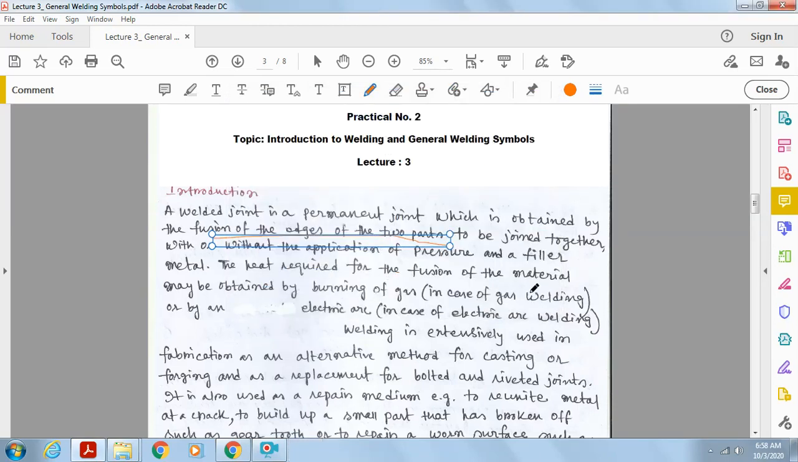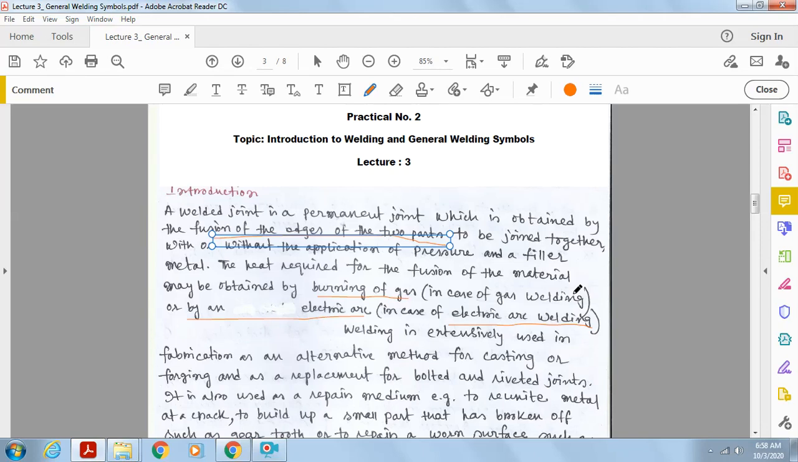The heat required for the fusion of the material may be obtained by burning of gas in the case of gas welding, or by an electric arc in the case of electric arc welding. So where is the heat generated from? There are primarily two resources for getting the heat. One is the electric arc, which will be generated in the case of arc welding.